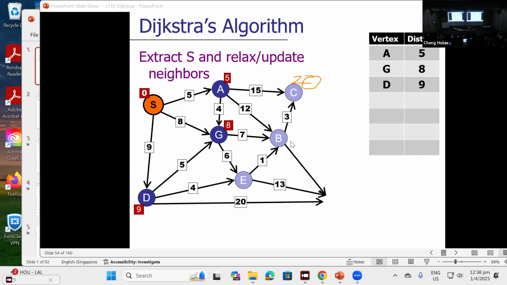How about B? You can tell me now. Who says it's 5? Who says it's 12? Who says it's 17? Right? So B will be 17. Okay, now the hard part. What is the estimated distance of G now?